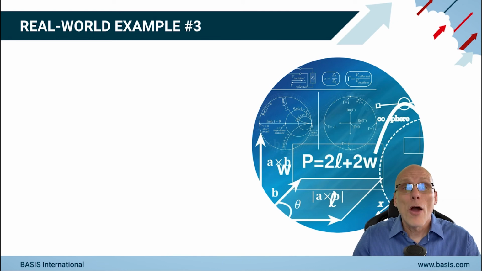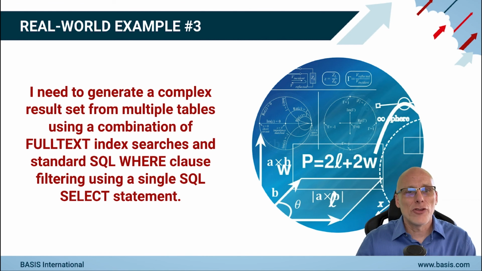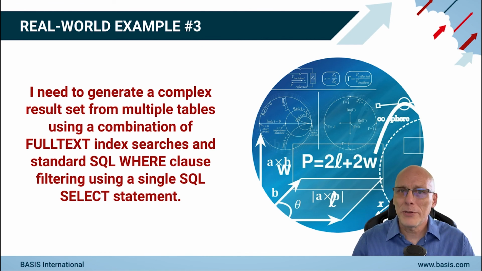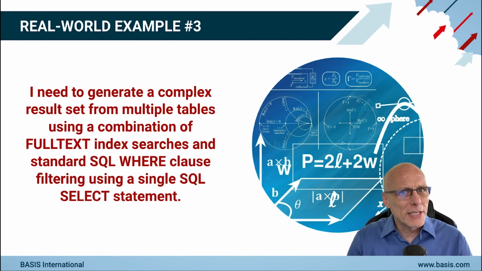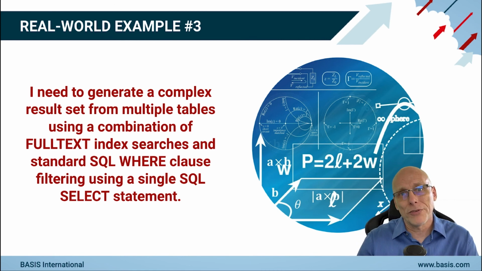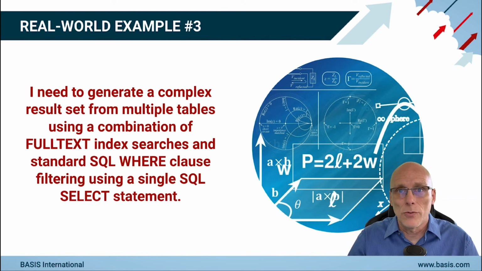All right, and we're ready for real world example number 3. In this example, I need to generate a complex result set from multiple tables using a combination of full text index searches and standard SQL where clause filtering. And I need to do this using a single SQL select statement. Obviously that's somewhat of an arbitrary limitation maybe, but it may be that you have a report where you truly do need a single SQL statement to gather the data that's necessary. And so let's take a look at how we might be able to accomplish this as well.